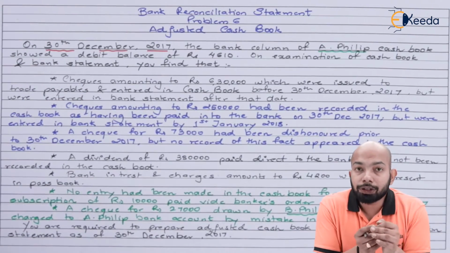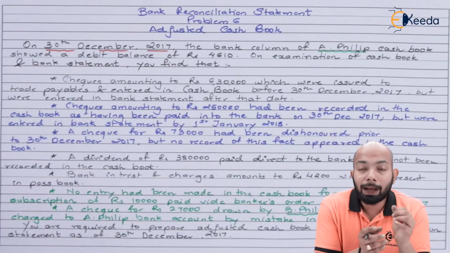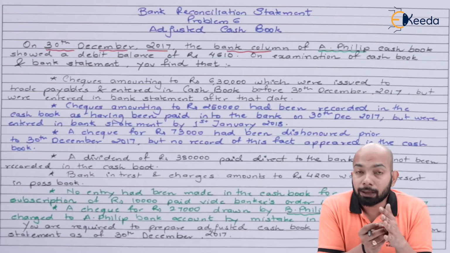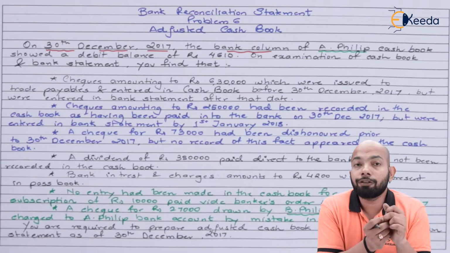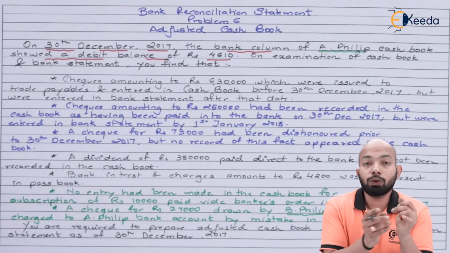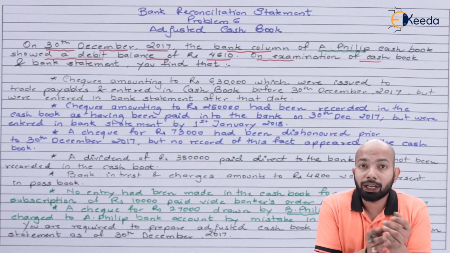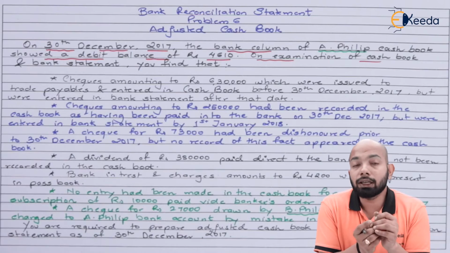On 30th of December 2017, the bank column of A. Philip's cash book showed a balance of 4610. Now this was a favorable balance, that means a debit balance here. On examination of cash book and bank statement, the following errors were noticed.